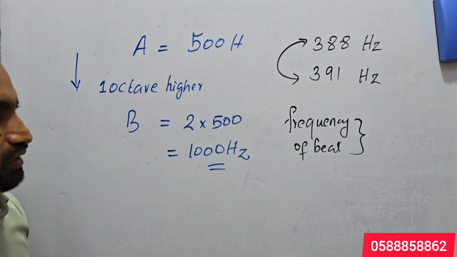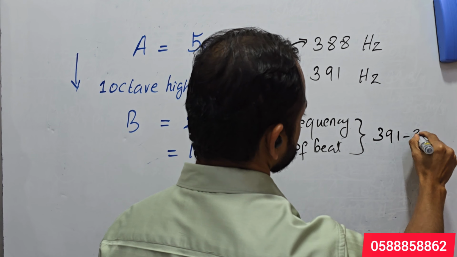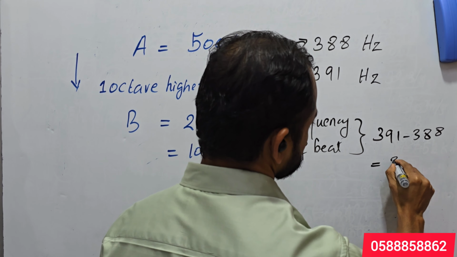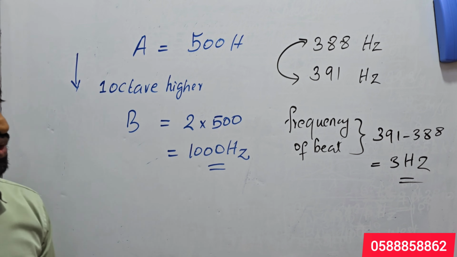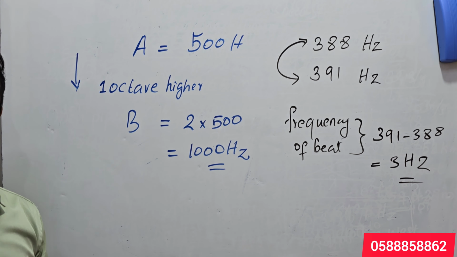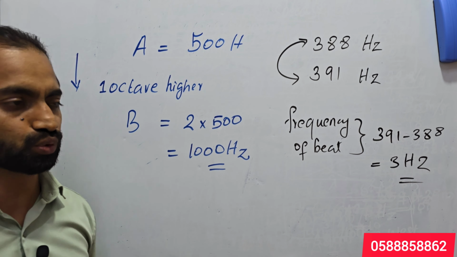The smallest one, right? Yeah, okay. The difference of these two, so we will take 391 minus 388. How much? 3, right? 3 hertz is the frequency of the beat. So beat frequency is the difference in frequency of the two individual sounds.